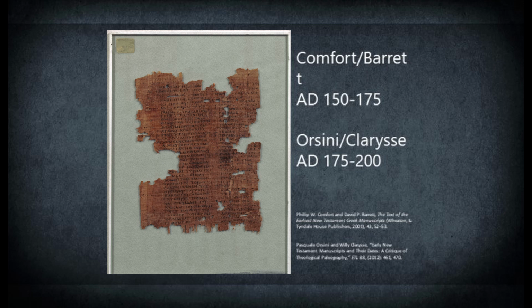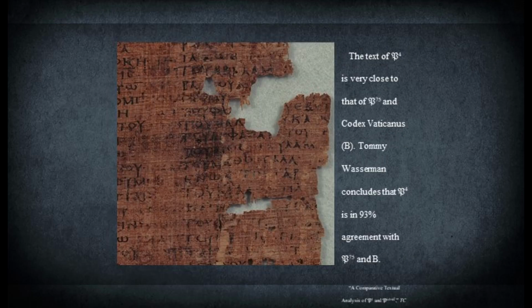Wasserman has argued that the text itself is very close to Vaticanus and P75. And so that's an argument in favor of its dating of the same time period. Now we're going to look in this section over here to the right. And I'm going to change the image a little bit so you can read it better, and then show you some of the reconstruction that you can see here.